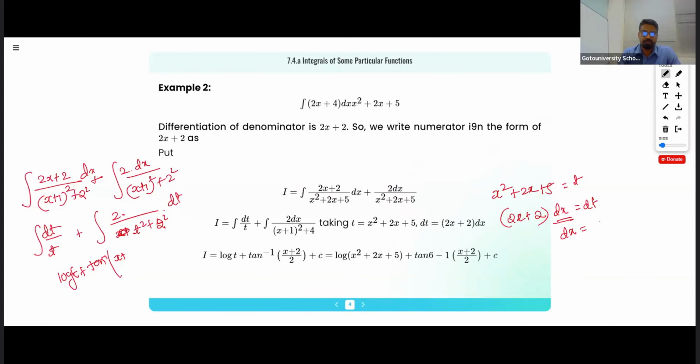Divided by 2 plus c. And what is our t? T is actually x square plus 2x plus 5. So this is our exact answer. So please check all the steps one by one. If it is faster, you can come back to the recording and pause the recording and check the steps.